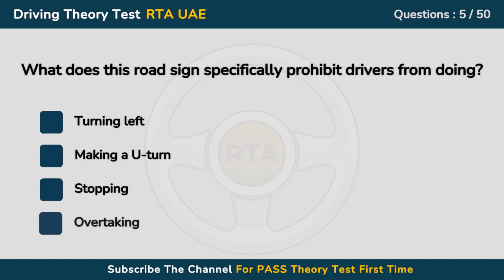Question 5. What does this road sign specifically prohibit drivers from doing? A. Turning left. B. Making a U-turn. C. Stopping. D. Overtaking.